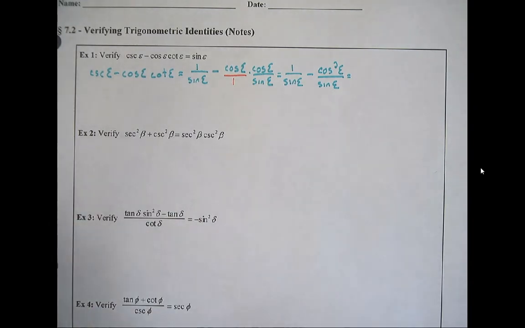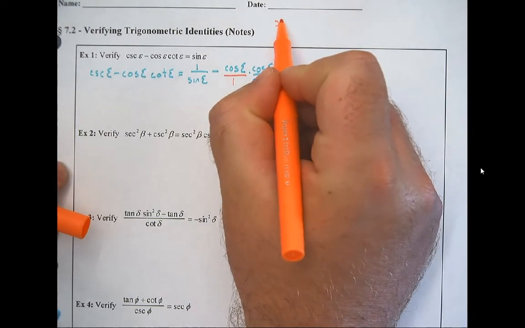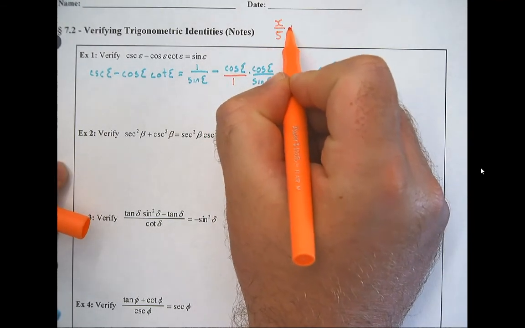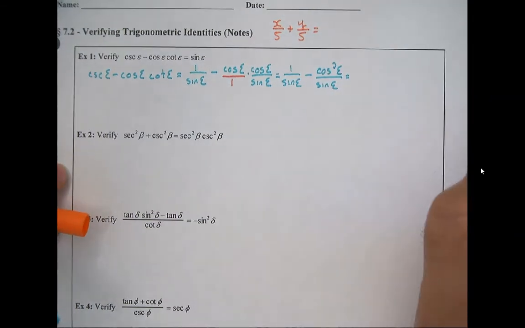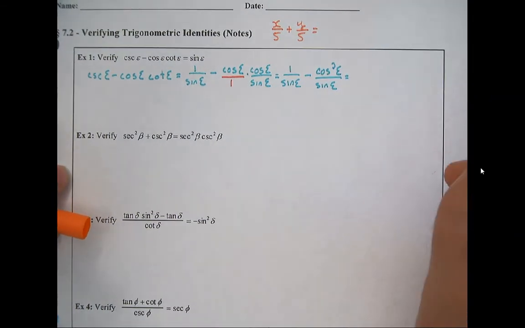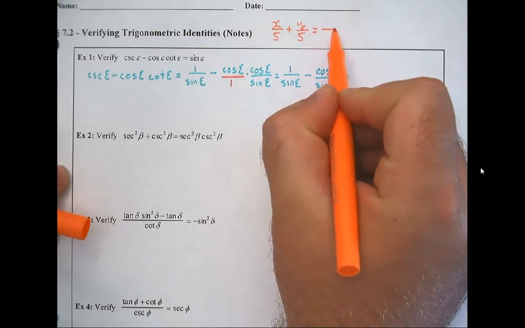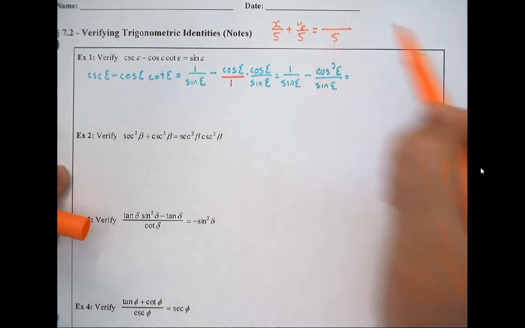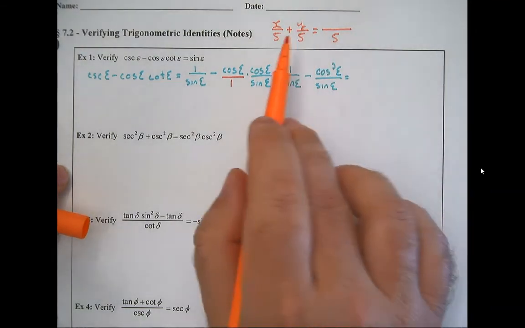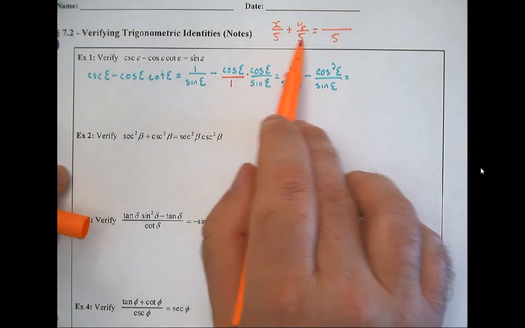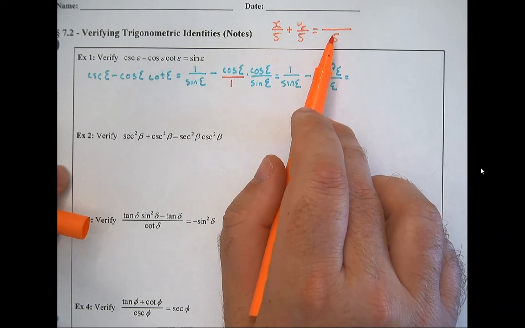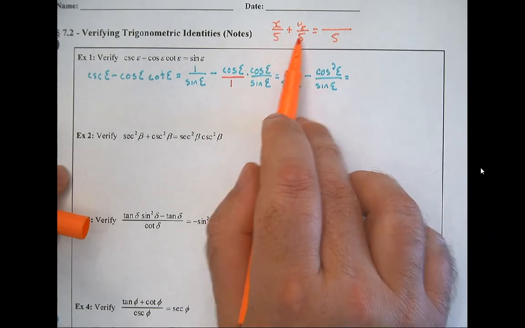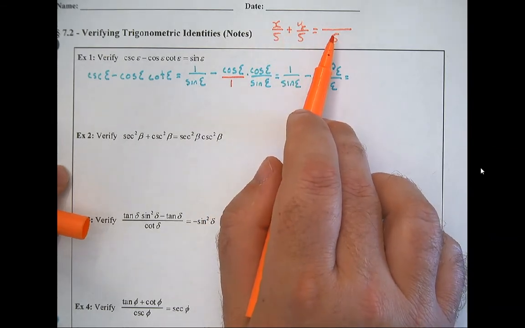So let's do a quick review. X over 5 plus y over 5 equals. Now, if you already have a common denominator, life is good. I usually write the denominator first, because when you have that, the common denominators don't add up. That's your denominator. That's what we're counting out of. This is a fifth. This is a fifth. So it's going to add up to something out of a fifth.